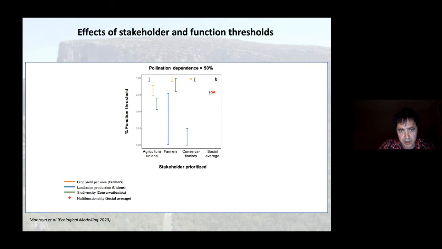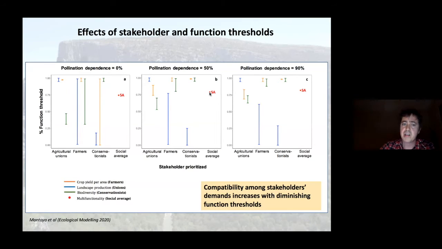And then we did this for different crop types, and we saw that effectively the degree to which crops depend on animal pollination changes these function thresholds and changes the results. So it's a factor that should be considered in management policies. Of course, if you are less strict as a stakeholder on the maximum amount of the service or services that you are targeting, then compatibility is more likely among all services.